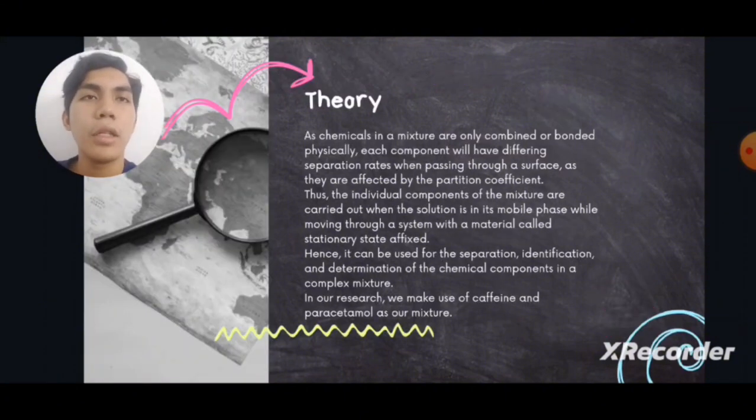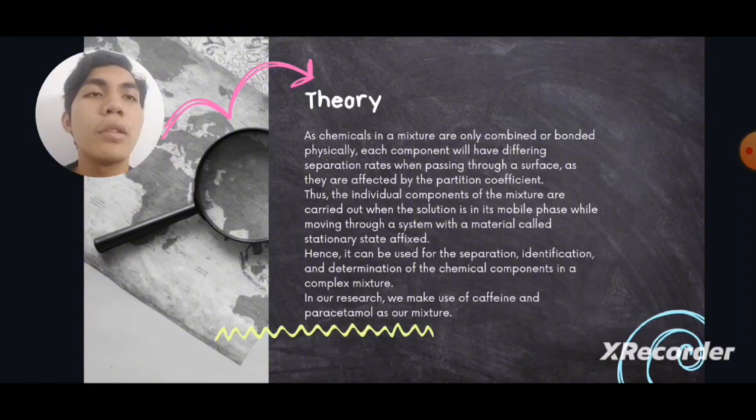Next, our theory on why it works. As chemicals in a mixture are only combined or bonded physically, each component will have differing separation rates when passing through a surface, as they are affected by the partition coefficient. The various components of a mixture tend to have varying aspects affecting their stationary phase, causing them to be retained for differing periods of time, based on how they interact with the surface they're on, or in, such as capillary tubes, which changes their apparent velocity in the mobile phase, separating them from the rest of the components.